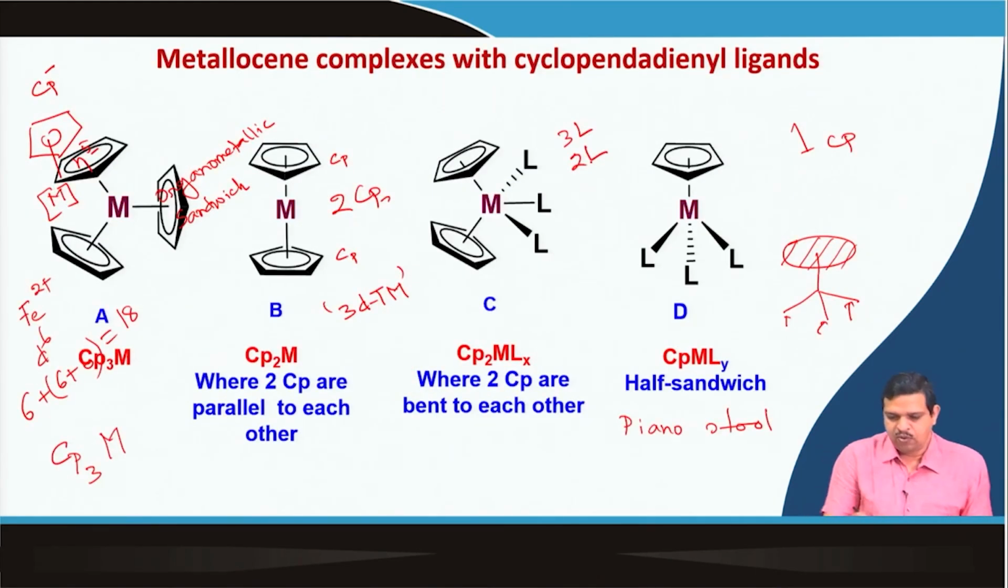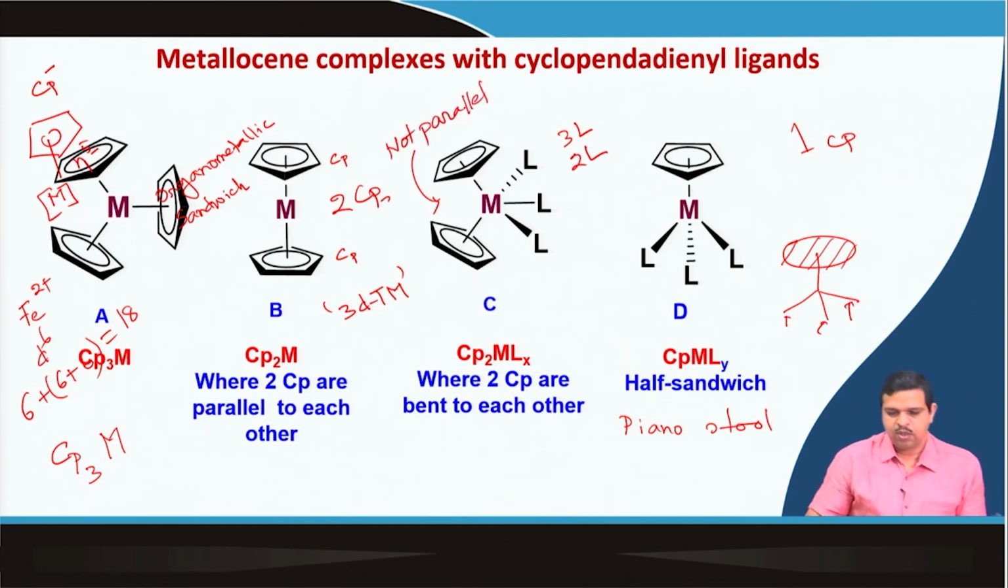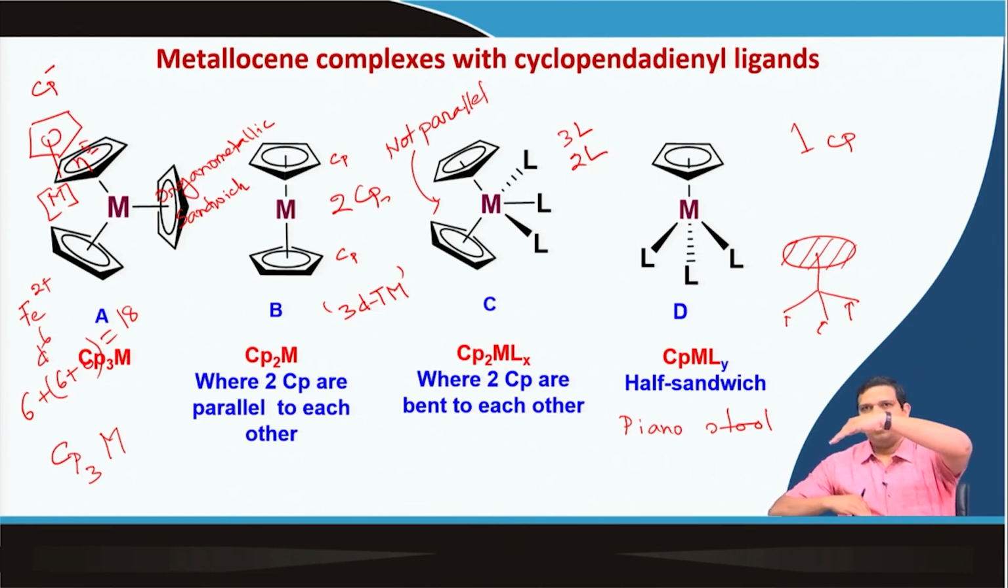Okay, another possibility, for the bend. So you will see that this one is parallel. Okay, but here the beauty is that this is not parallel. Here these 2 Cp ligands are not parallel. Okay, so this is basically in the ferrocene, like the B category, it is like that one. Okay, and in the C category, it is like this one. Okay, like this one. So it is bent, not parallel.